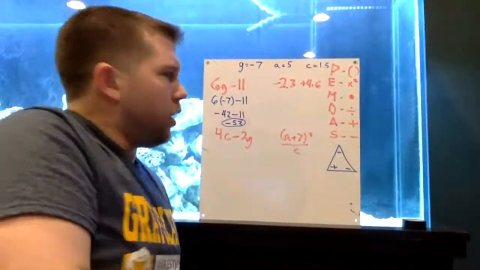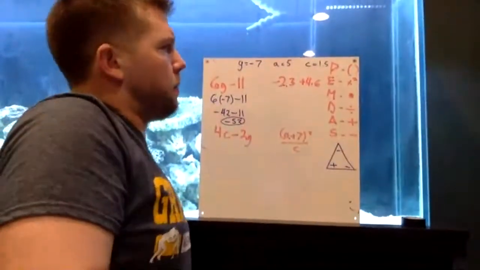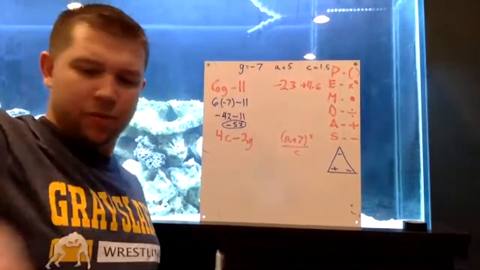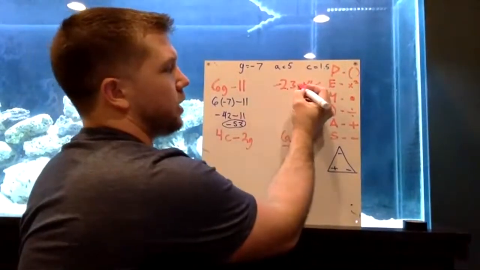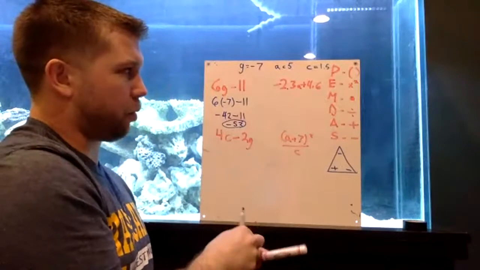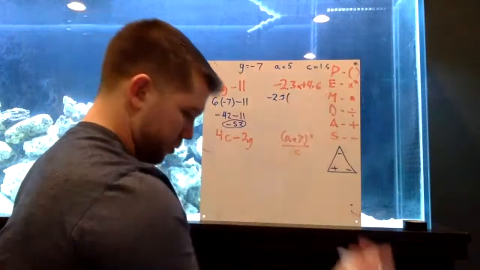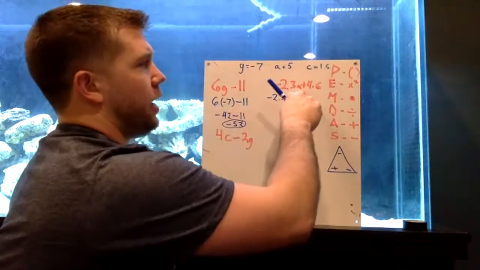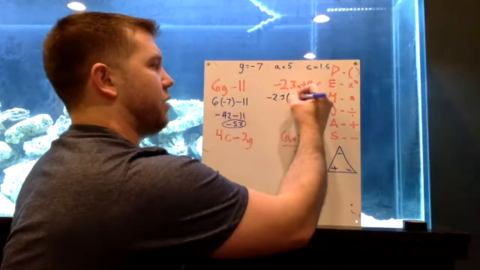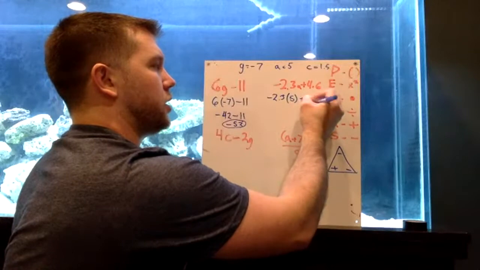All right. So moving on. That one had a variable somewhere. Oh, A. So this one is negative 2.3a plus 4.6. So negative 2.3. And A has a value of 5. And we're adding this to 4.6.